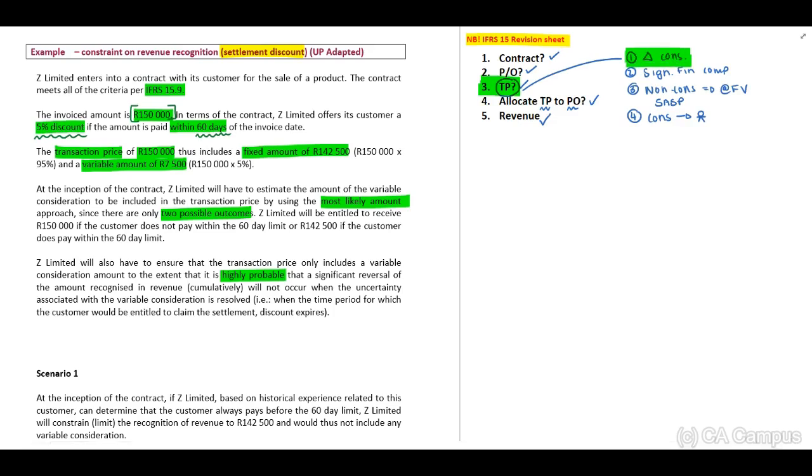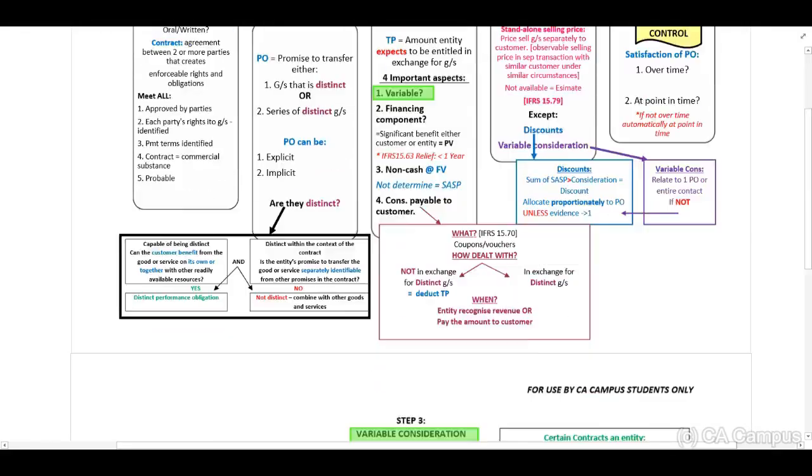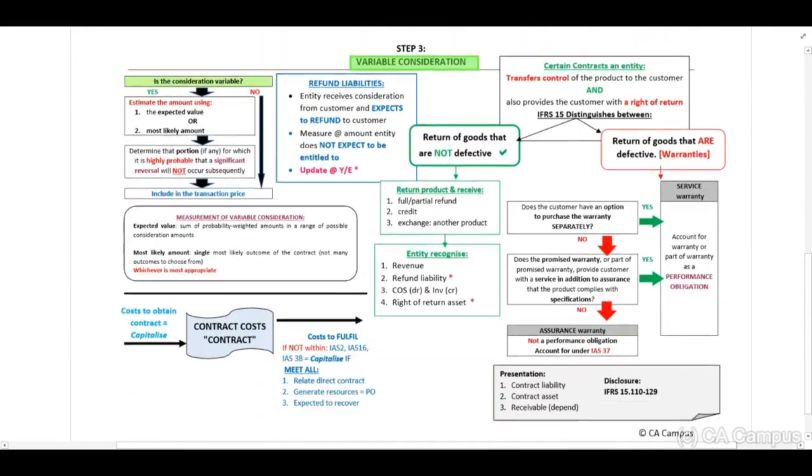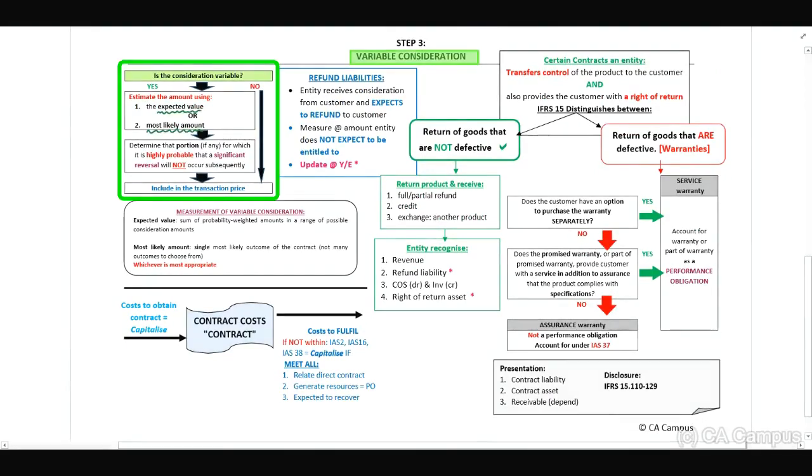Therefore, when you refer to your revision sheet, you will remember when we talk about variable considerations, we need to ask ourselves the question, 1, is there a variable consideration included in our transaction price? If yes, we need to estimate our transaction price. Remember, we have 2 options. I want to indicate this to you on your revision sheet to ensure that you are with me. We can either estimate based on our expected value or our most likely amount.